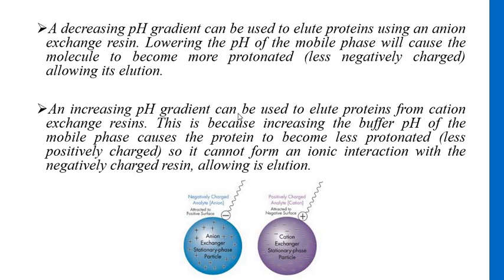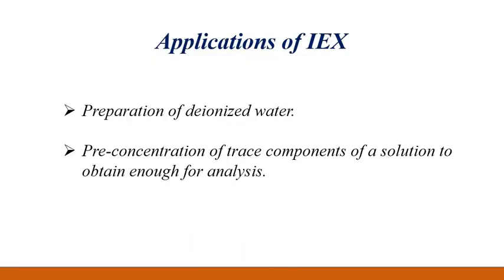An increasing pH gradient can be used to elute the proteins from cation exchange resins. This is because increasing the buffer pH of the mobile phase causes the proteins to become less protonated, less positively charged, so they cannot form an ionic interaction with the negatively charged resin, allowing their elution. Ion exchange chromatography can be used for the preparation of deionized water and for pre-concentration of trace components of a solution to obtain enough for analysis.